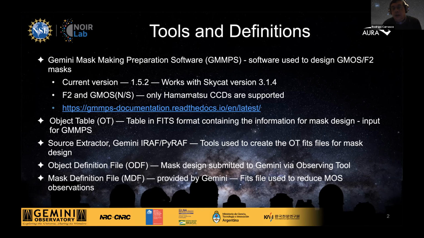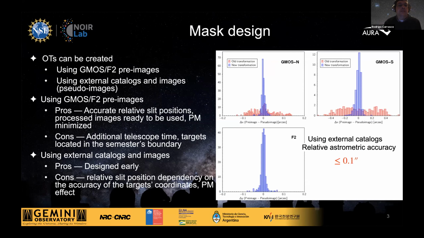In order to show you how GMMPS works, I will show you an interactive example of how to design a mask. To create a mask from the object table, you can use two approaches. One is using pre-images, which you observe with the same instrument, and another is using external catalogs and images, which we call pseudo images.